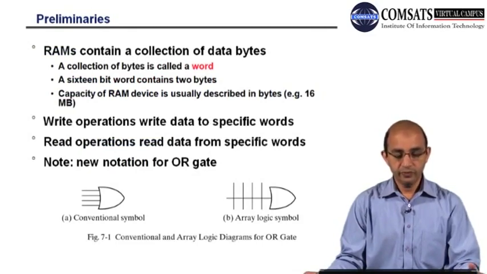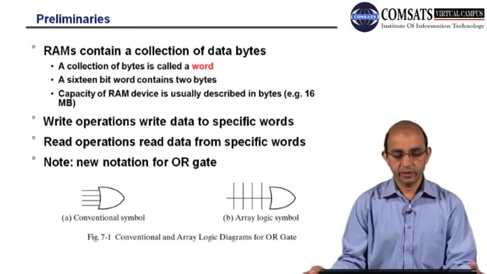We normally gauge the data in bytes. A single bit, as we know, a flip-flop can store a single bit. Whenever we join different flip-flops, we normally call it a word, or we can have more than 1 bit. A collection of 8 bits constitutes a byte, and a collection of bytes is called a word. So if we have 2 bytes, a 16-bit word contains 2 bytes, which means we have 16 bits, 8 plus 8.